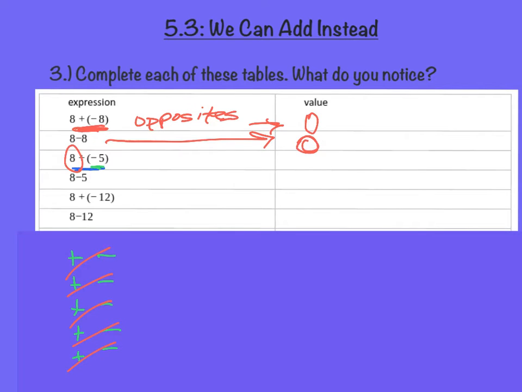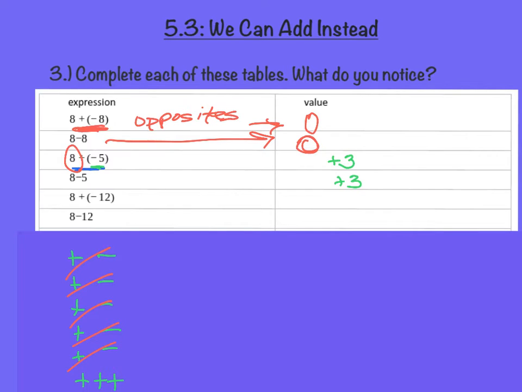Remember, I had 8 positives to begin with. Well, I still have 1, 2, 3 that I didn't write here. So that would mean my answer is going to be positive 3. And then 8 minus 5, you know, of course, is positive 3.